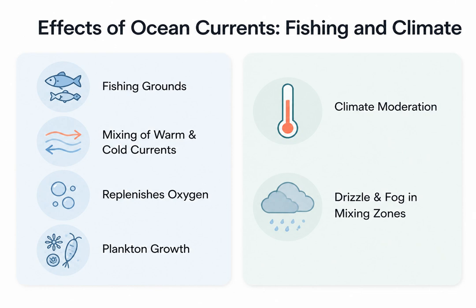This mixing replenishes oxygen and promotes the growth of plankton, the primary food for the fish population. Currents also moderate coastal climates, bringing warmth to high latitudes like England, or a cooling effect to places like Spain. Furthermore, these mixing zones create persistent foggy weather, where precipitation often occurs in the form of drizzle.